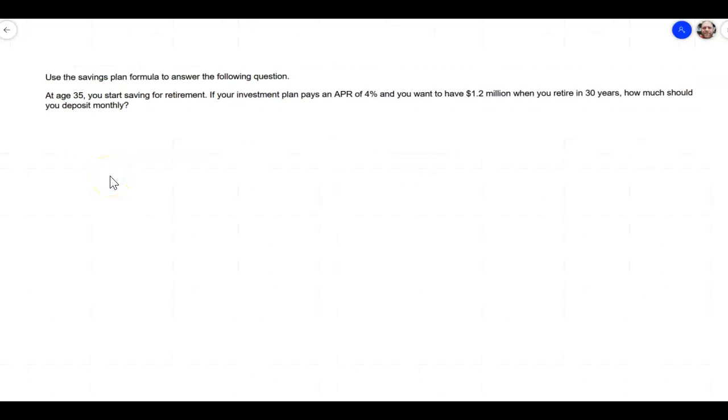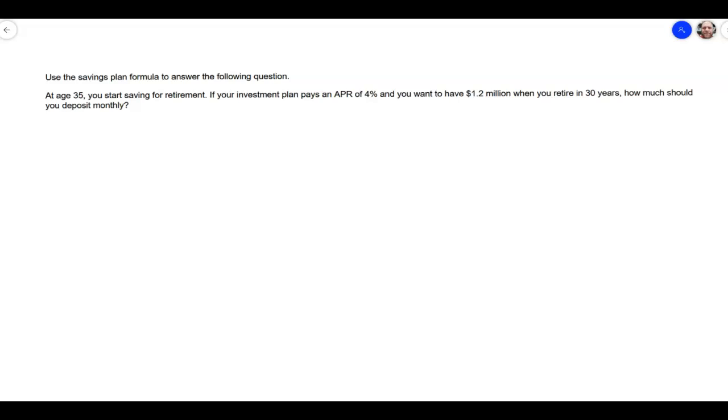Today I want to take a look at an example from Section 4C, savings plans and investments. The question is: use the savings plan formula to answer the following question. At age 35, you start saving for retirement. If your investment plan pays an APR of 4%, and you want to have 1.2 million when you retire in 30 years, how much should you deposit monthly?